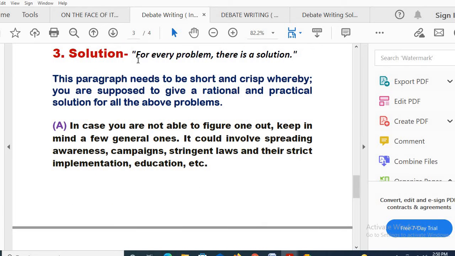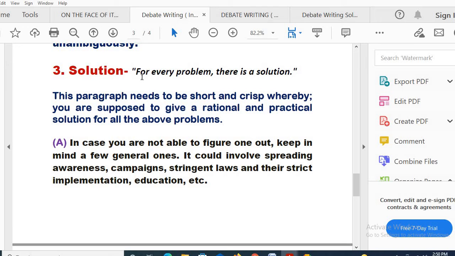Now, solution. See, basically we all know the proverb, dear students, that every problem has a solution, right? So whatever problem is there, there is a solution. This is an age-old proverb.